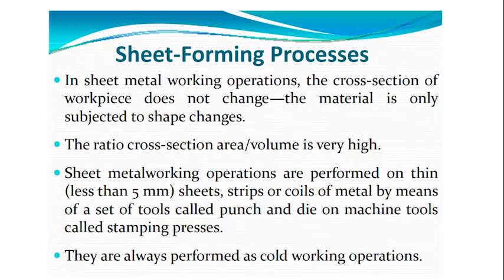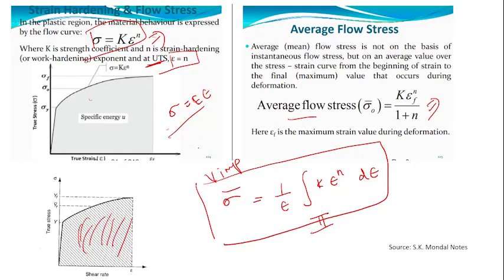Then sheet metal processes. Madam, what was the term outside of that integral? 1 upon epsilon. This is 1 upon epsilon, and we are integrating k epsilon to the power n d epsilon. What is epsilon? Strain. Strain only. So that 1 upon epsilon should also be inside.